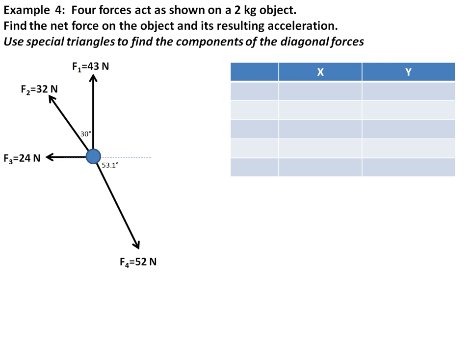Okay, final example, example 4. In this case you have 4 forces acting on an object. The object has a mass of 2 kilograms. Find the net force and find its acceleration. This problem is a little more challenging because you have not 1 but 2 special triangles that are going to be needed to find the components of those diagonal forces. So please try to solve those using special triangles rather than using trig.